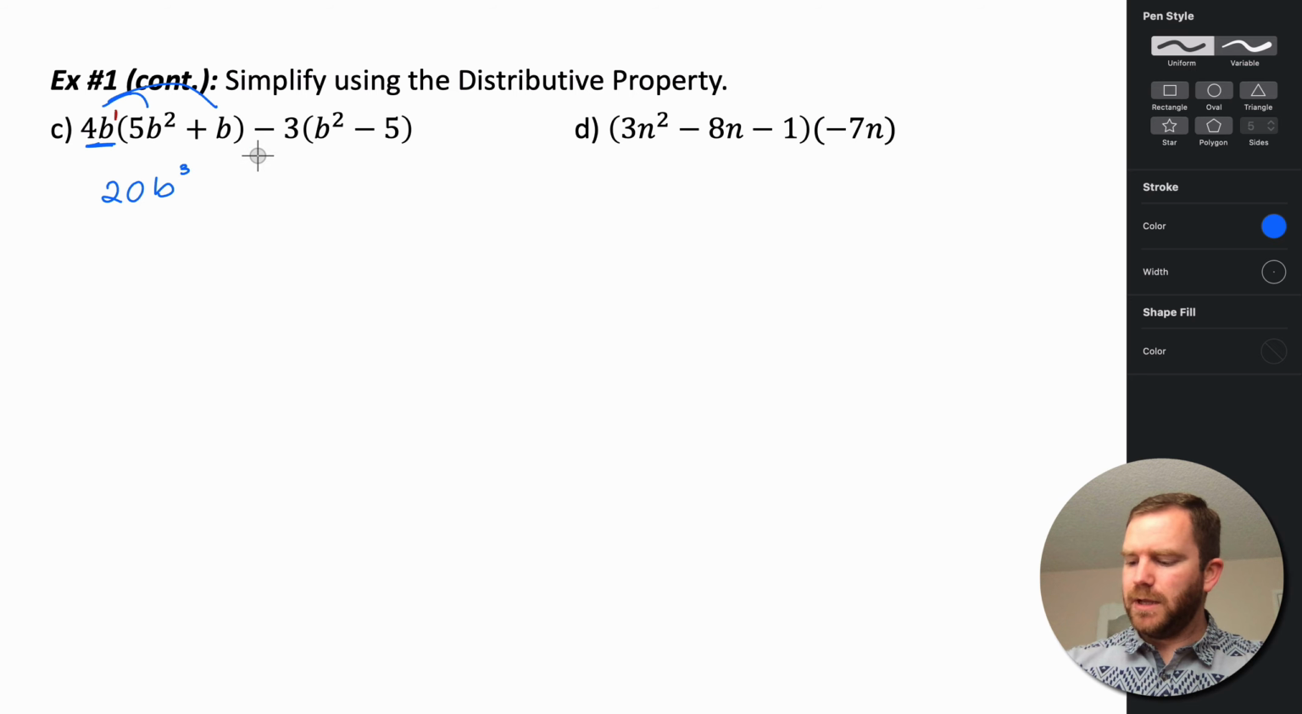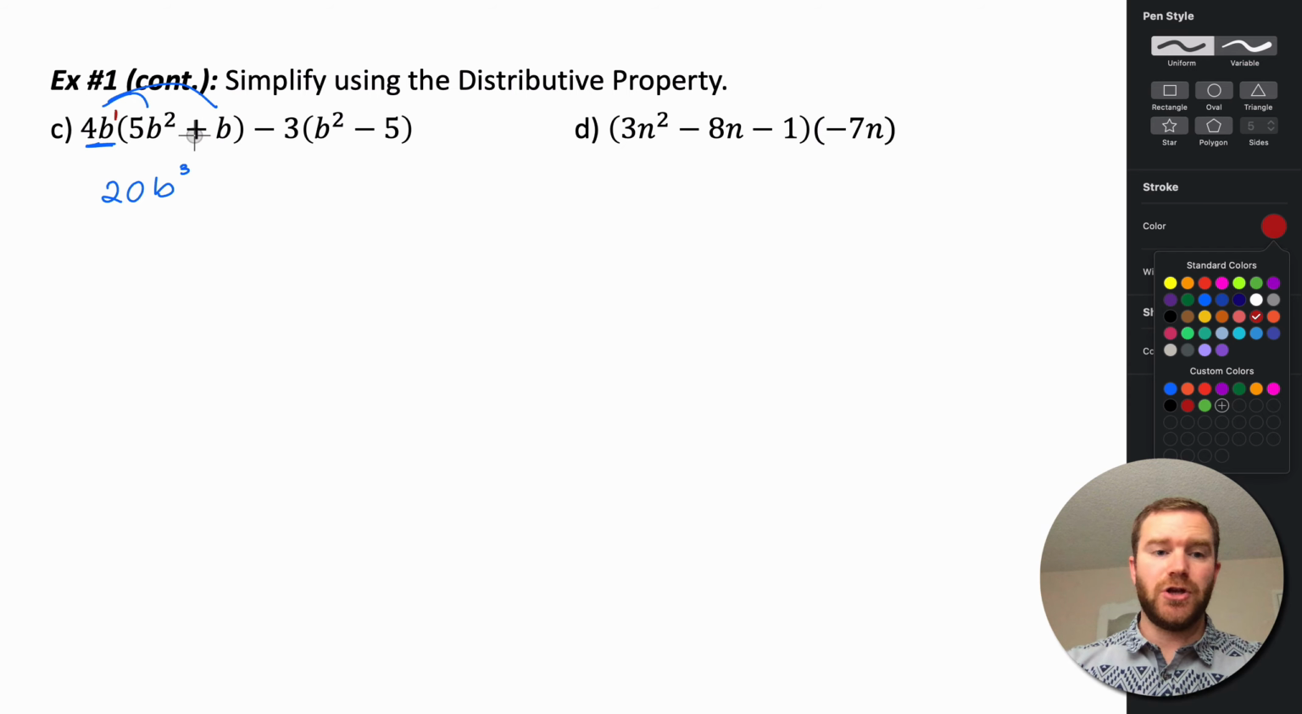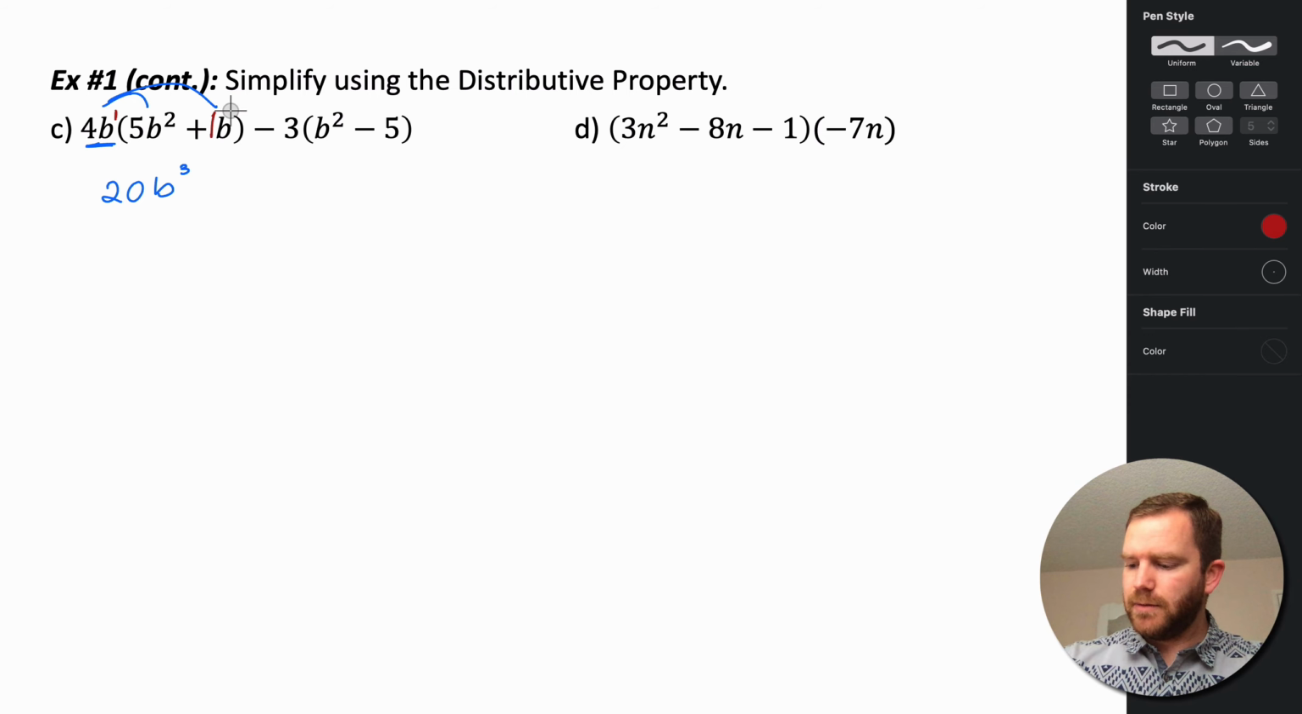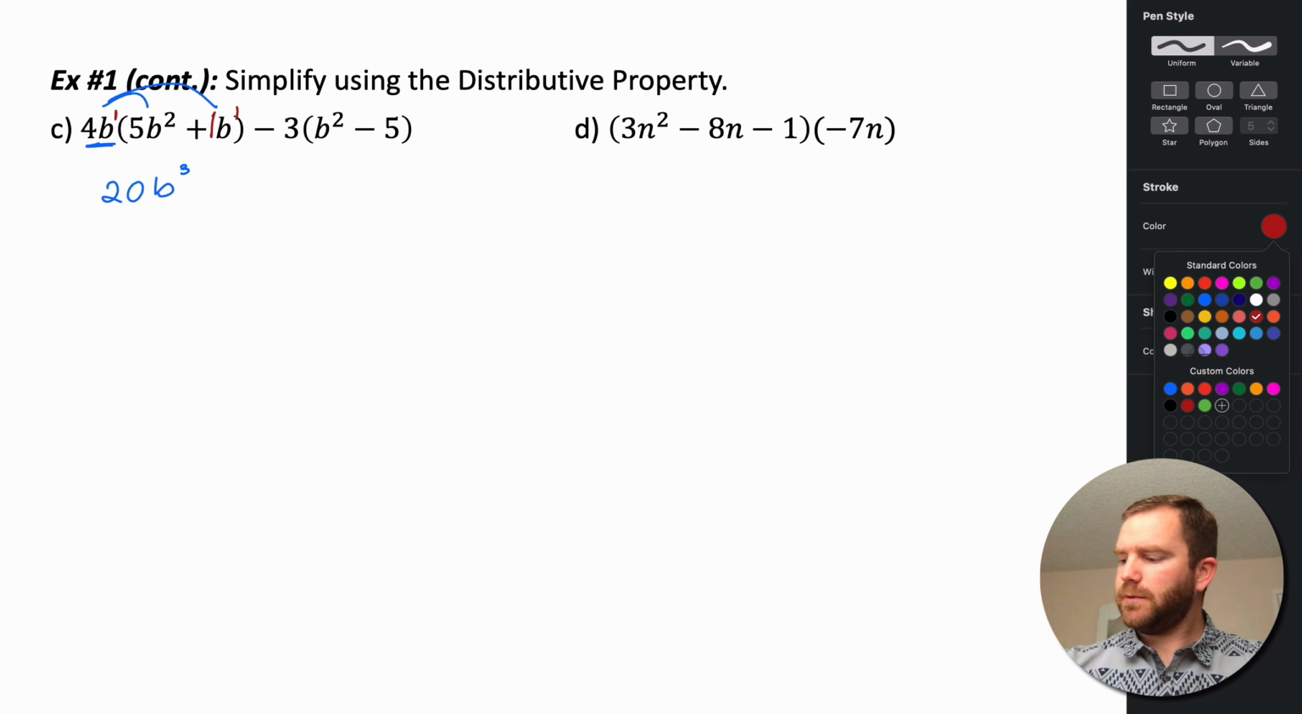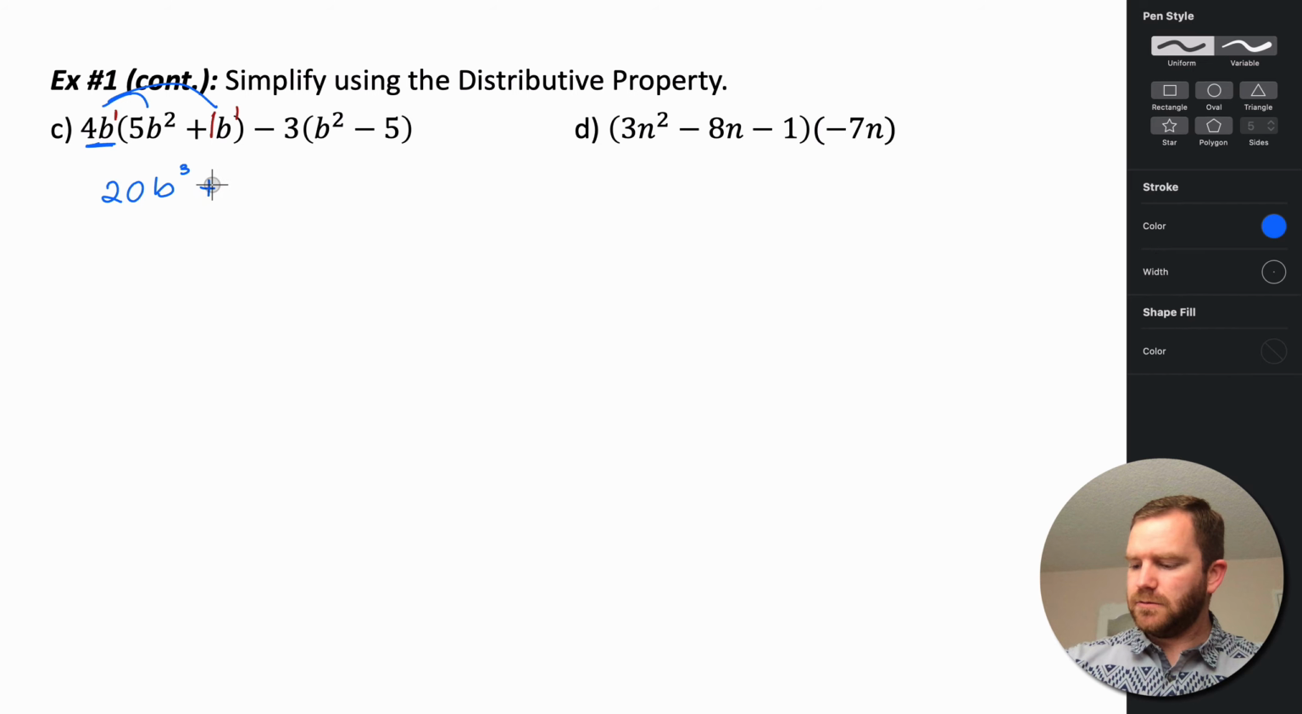And then we have 4b to the first times b, right? So we're going to distribute now to the second term. So again, when there is no exponent written and there's no coefficient written, those are implied to be 1s. So we have 1b to the first. So when multiplying, we're going to get 4 times 1, that's going to be 4, and they're both positive, so it'll be positive. And then b to the first and b to the first, you add those exponents to give me b squared. So this takes care of those first terms.